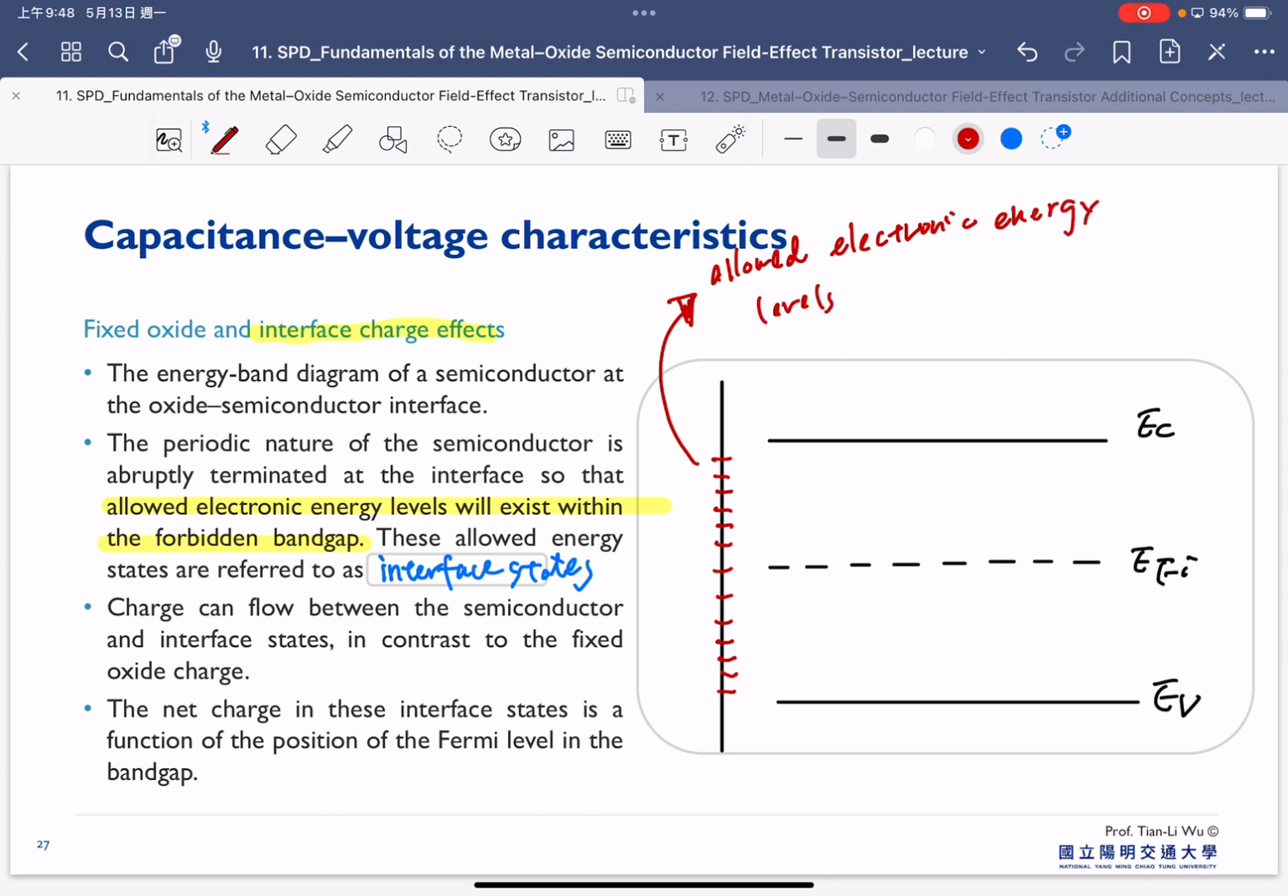Sometimes we also call this a state. The reason we call it a state is that in the previous lecture we talked about the density of states. So that's why we call this an interface state. And we have also already introduced that the upper half is generally what we call an acceptor state.